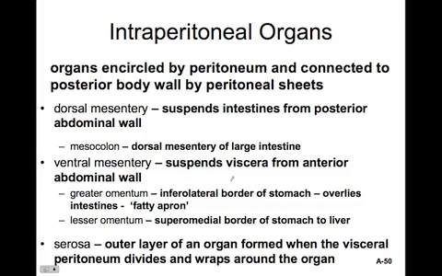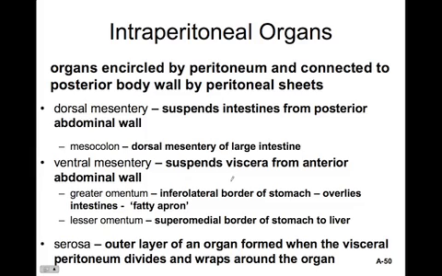This would form the dorsal mesentery. The dorsal mesentery is going to suspend things like the intestines from the posterior abdominal wall. The ventral mesentery is going to suspend viscera from the anterior abdominal wall in a similar way. These are divided into the greater omentum and lesser omentum.